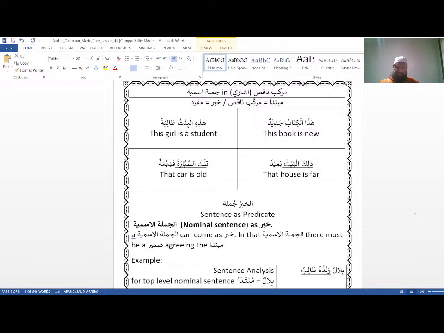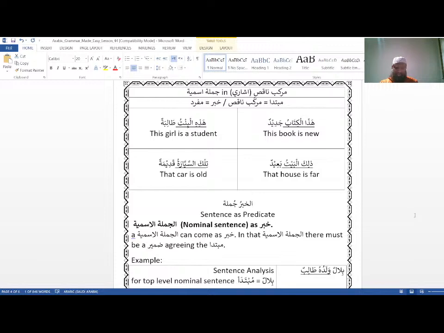Bilalun, which is a definite ism, so we can make this the mubtada. Waladuhu talibun, that will be the khabar. Because once you have a mubtada, either a mufrad word or a murakkab naqis word, the rest will be the khabar. So over here, Bilalun, a single mufrad word, will be the mubtada, and the rest will be the khabar: waladuhu talibun.